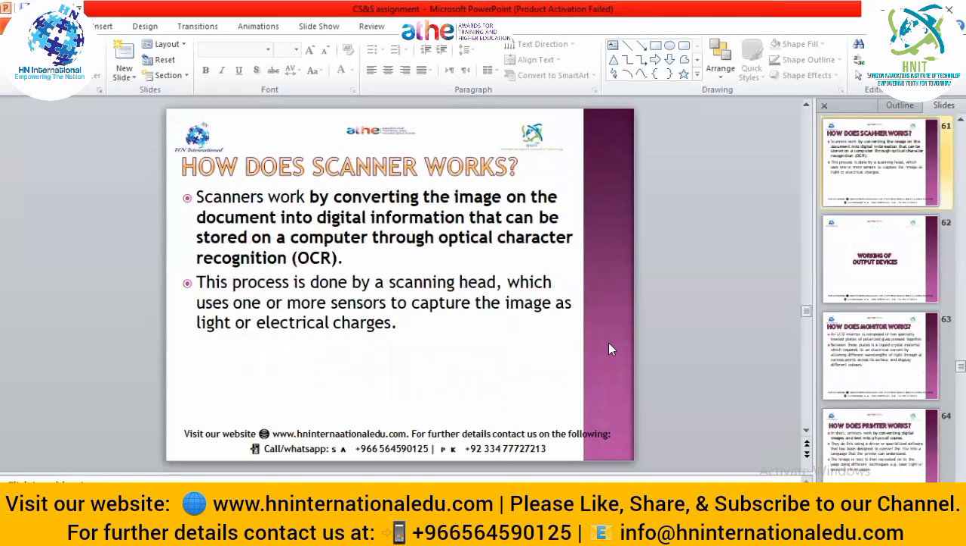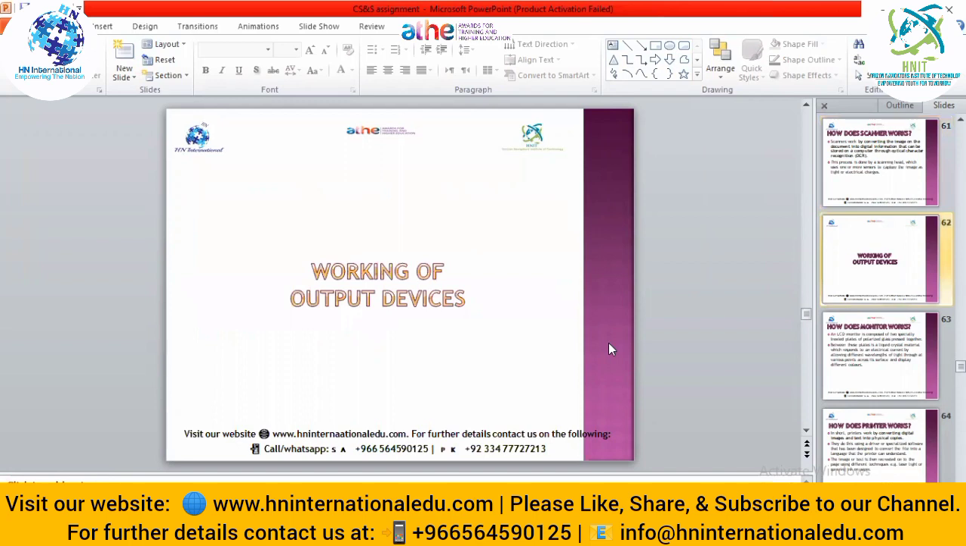Scanners convert the image. The scanner has a lens inside it, and it will capture the image of our document, and then that image will be transferred inside the computer. Whenever we want to make any changes on that image, we have to install software known as OCR software, which will recognize the optical characters and convert them into text. This process is done by the scanning head, which uses one or more sensors to capture the image as light or electrical charges. So, these are the input devices.